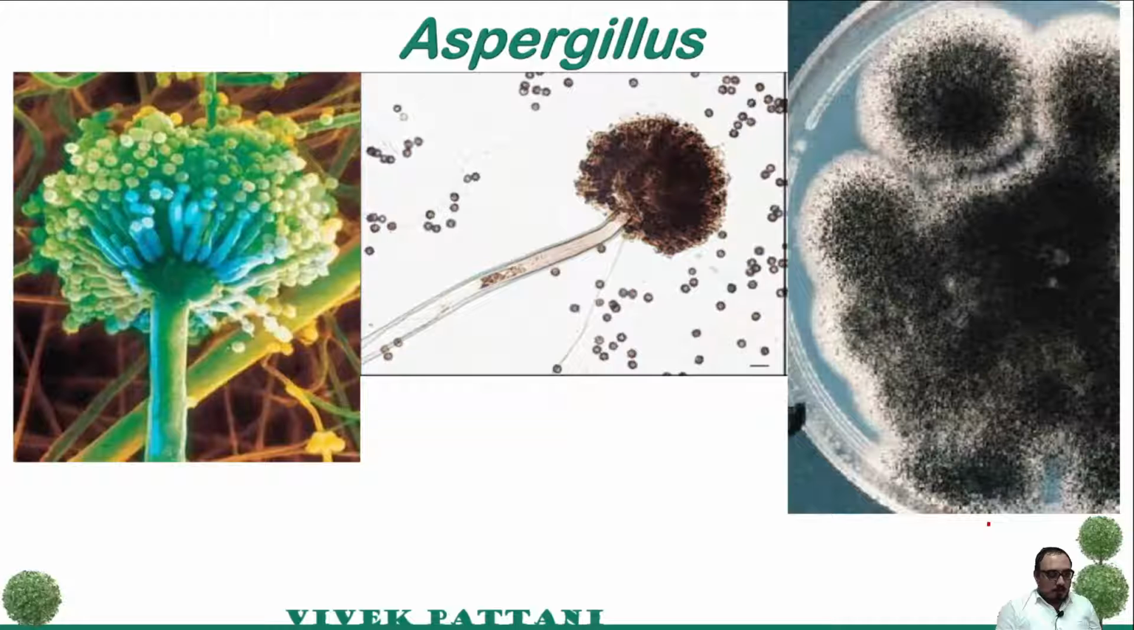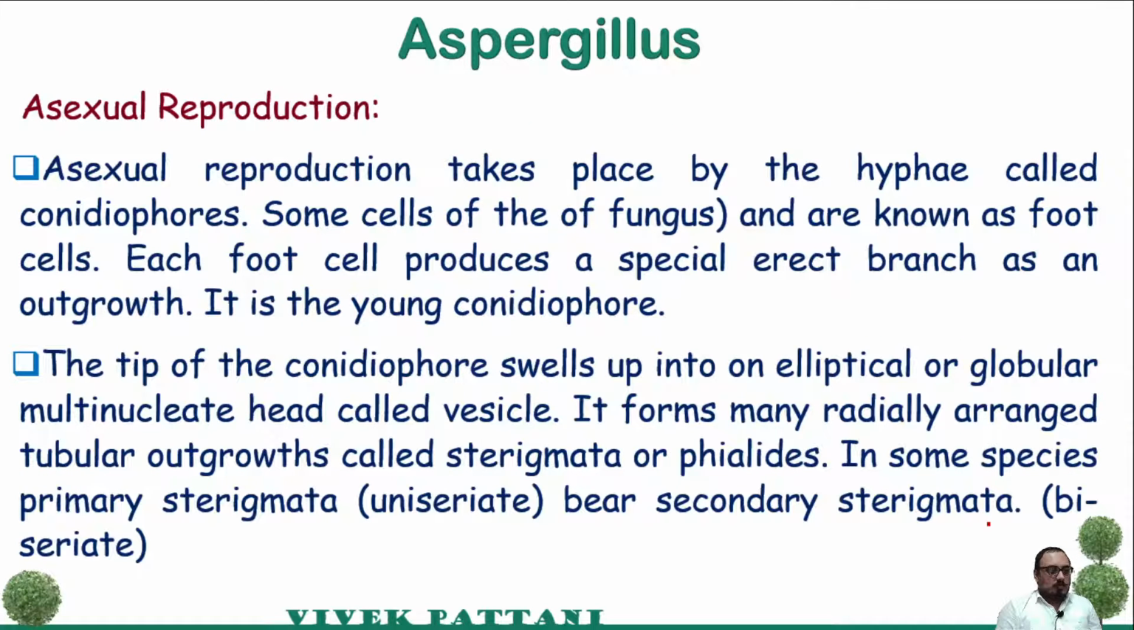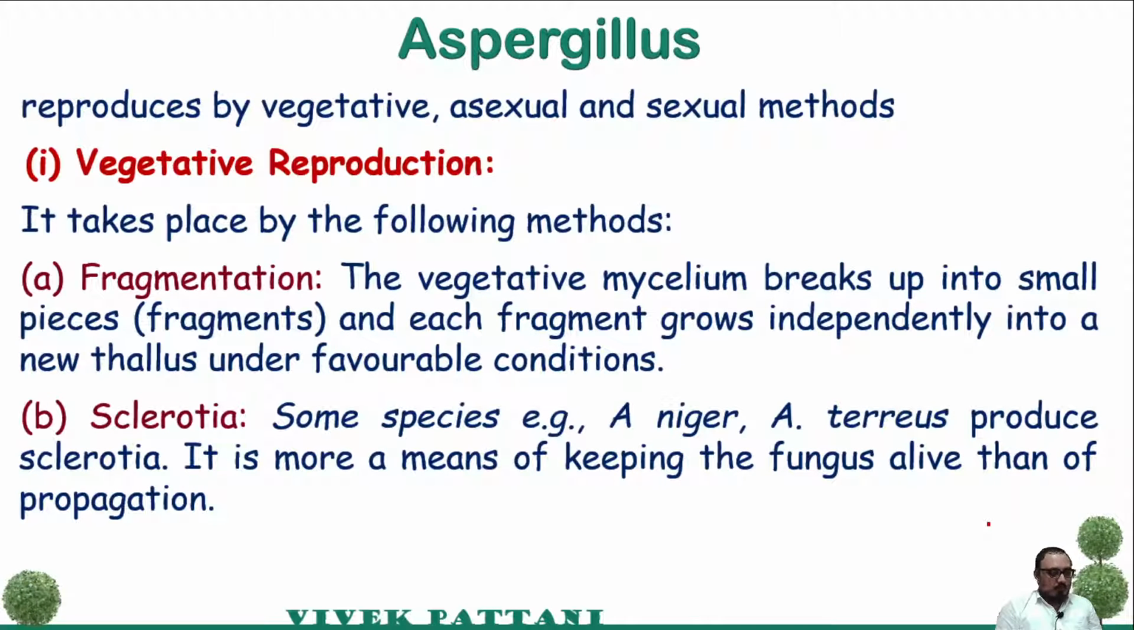Okay, now moving further with the Aspergillus. Please have a look at the photograph of the Aspergillus. Now starting with the Aspergillus, they reproduce by vegetative, asexual and sexual methods. Vegetative reproduction takes place by fragmentation and sclerotia. Fragmentation we have already studied. What do you mean by fragmentation? The mechanism is the same, and it grows under favorable conditions.